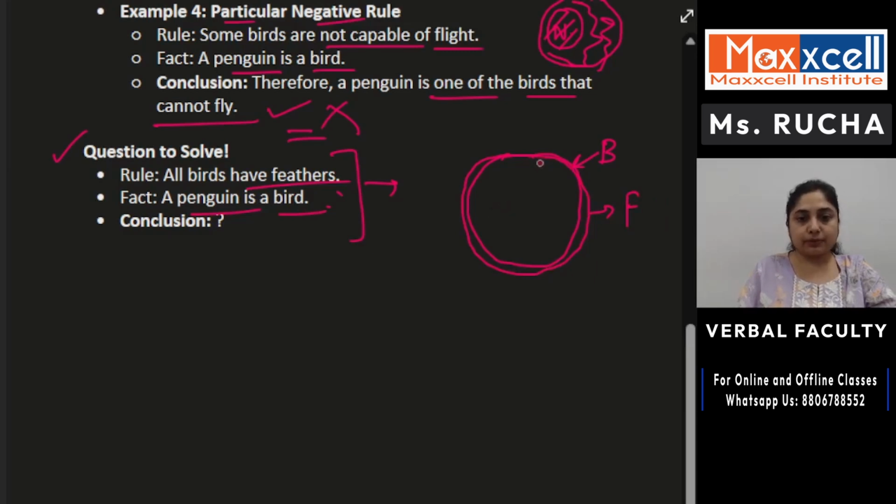A penguin is a bird. Penguin is certainly a bird. So this penguin comes under this circle. Now what should be the logical conclusion for this?